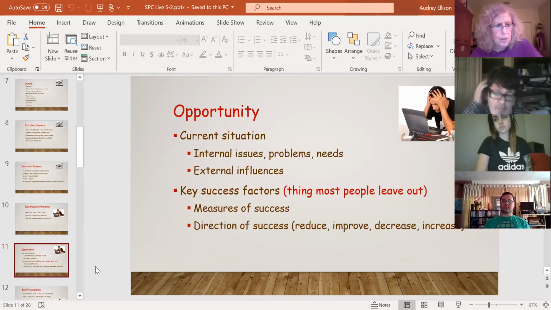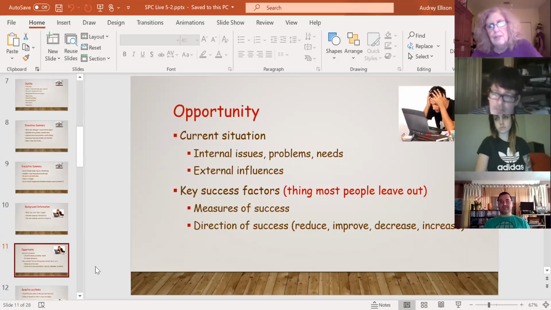Last semester, someone did a report on the shortage of nurses. Well, the external influence right now with a shortage of nurses would be amazing if you think about it. So you want to think about what things are happening outside the organization in the current situation. Key success factors are critical.